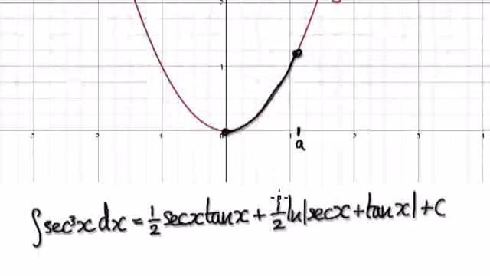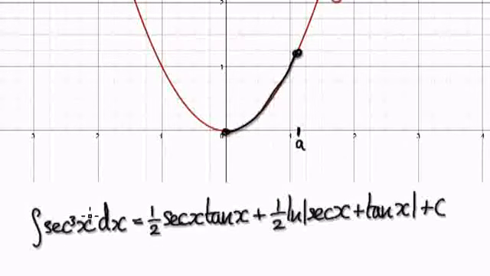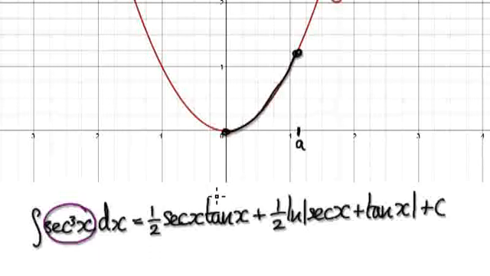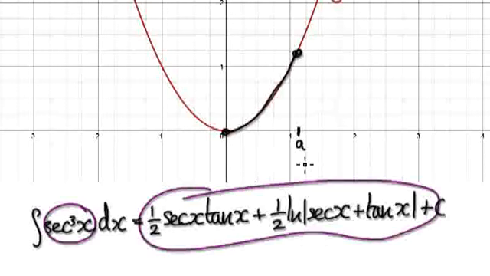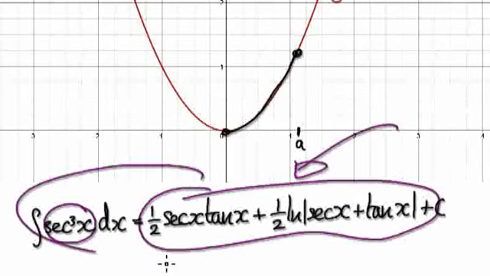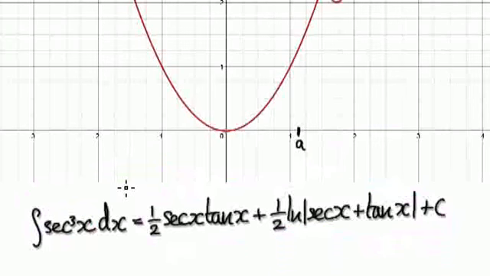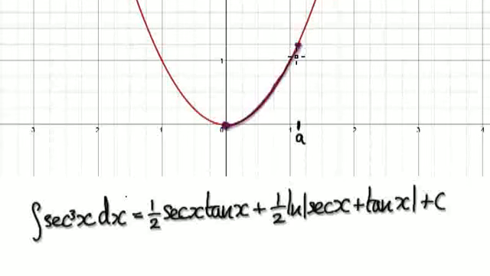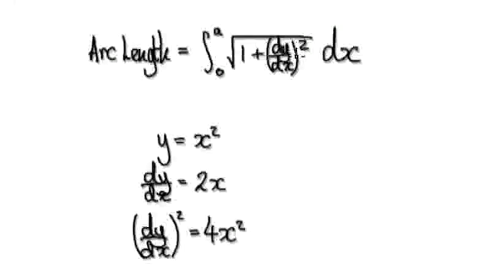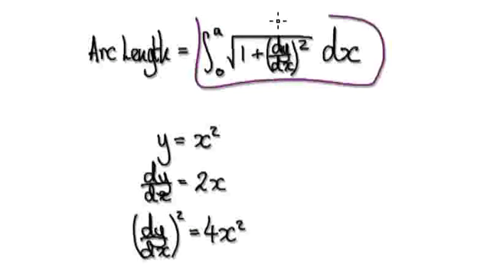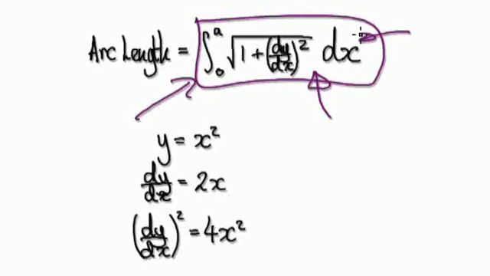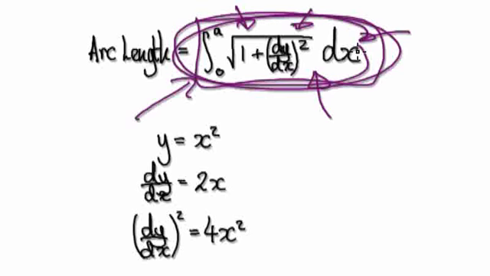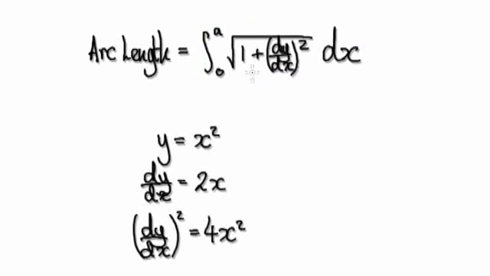But in order for us to do this, I do require you to know that when you integrate this, you will get this whole thing here. And I've done a video on this, so if you don't understand this, then track down that video. So, to work out this arc length here, we're going to use this formula. The arc length is given by this. And there's a reason why the arc length is given by this formula. I've done a video on this as well, so track down that video.